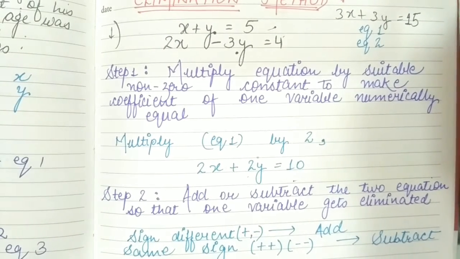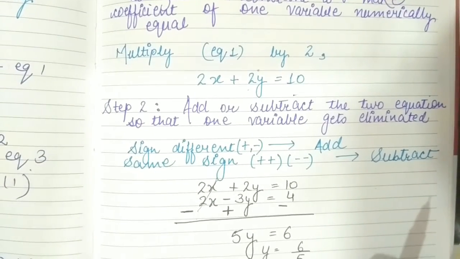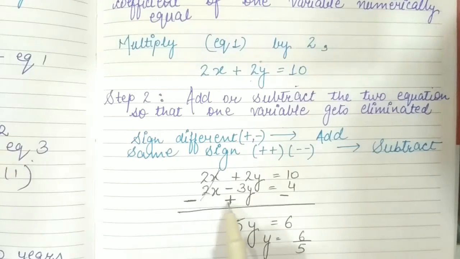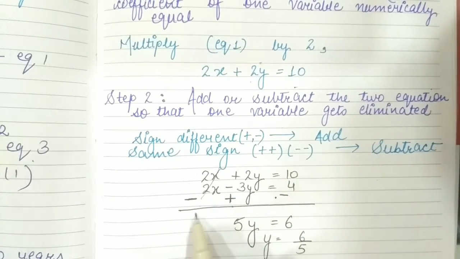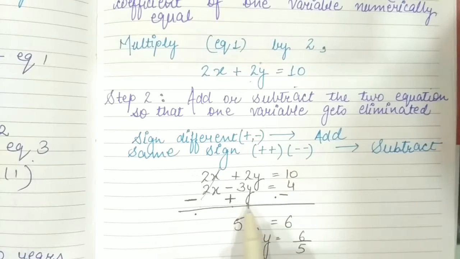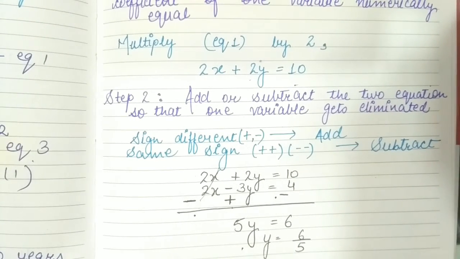So here I am going to subtract the equations. For subtracting the equation, I have to change the sign of the second equation. Plus 2x minus 2x cancel. 2y plus 3y will become 5y. 10 minus 4 equals 6. So the value of y is 6 upon 5.